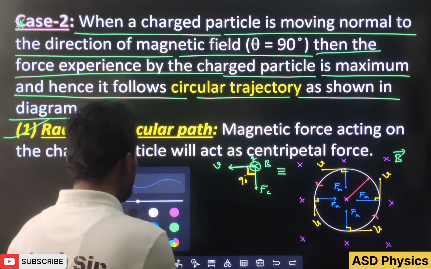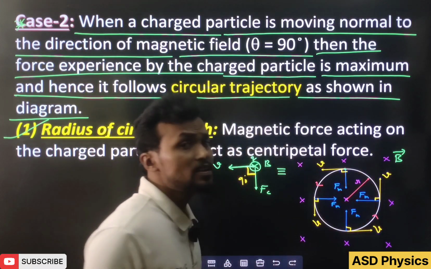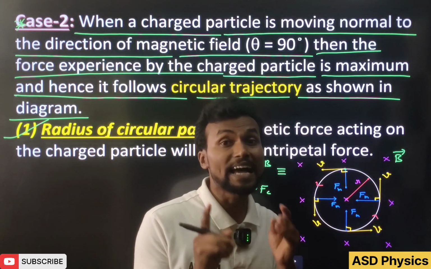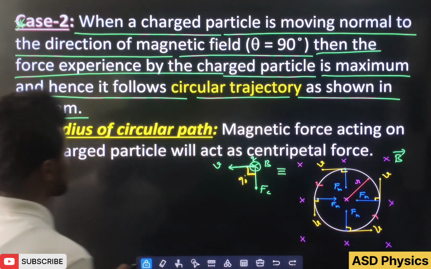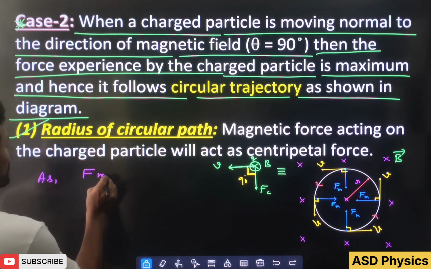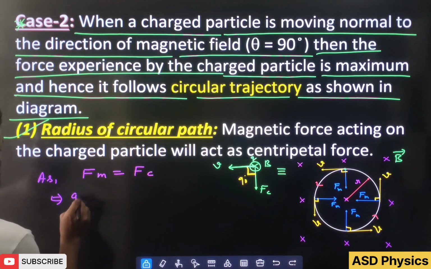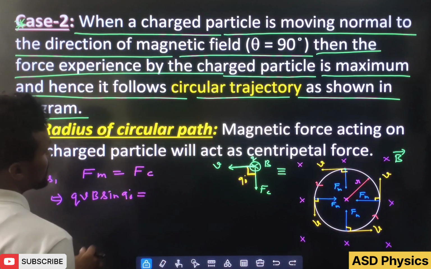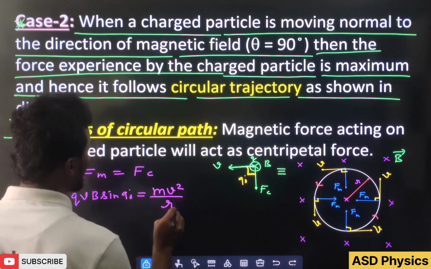And you know very well, whenever the particle moves in a circular path, it requires a centripetal force, and here this magnetic force represented by the blue color will act as the centripetal force. And this R is the radius I have taken. So in this situation, what can you write here? As this magnetic force acts as a centripetal force, magnetic force formula, kindly see here, qVB sine 90 degree, and centripetal force formula, mv square by r.